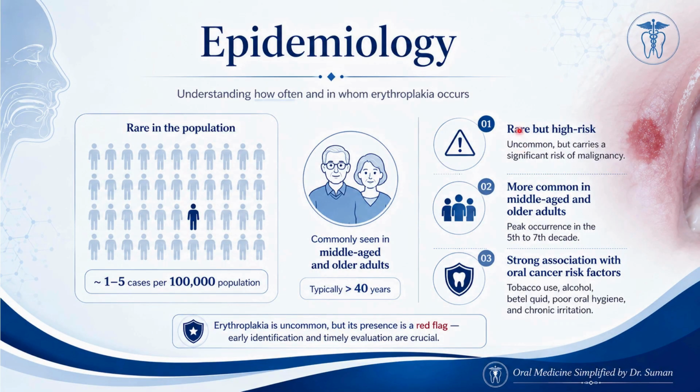Erythroplakia is relatively rare compared with many other oral mucosal lesions. However, rarity does not mean low importance. In fact, because it is uncommon and high risk, it should be treated with serious clinical attention whenever encountered. It is more commonly reported in middle-aged and older adults and is often associated with oral cancer risk factors such as tobacco, alcohol, and areca nut exposure. However, age alone should never be used to dismiss a suspicious lesion. If a red patch is persistent and unexplained, it requires appropriate evaluation regardless of the patient's age.